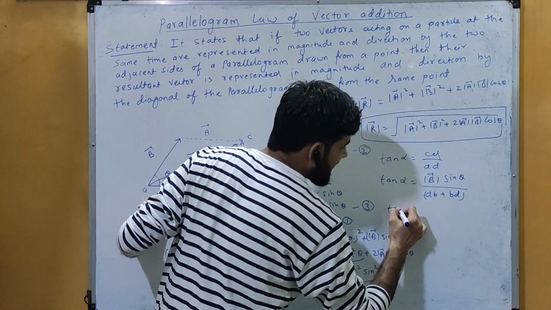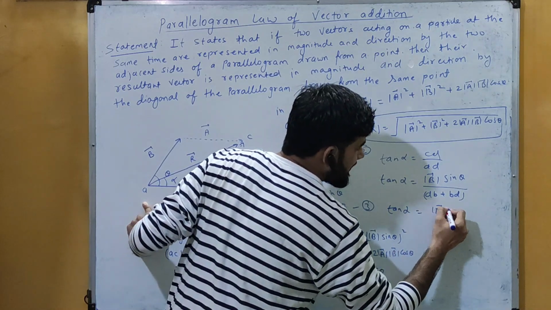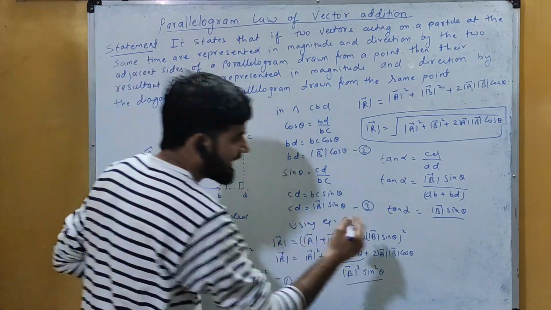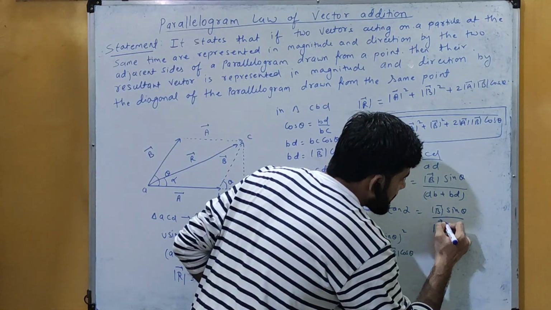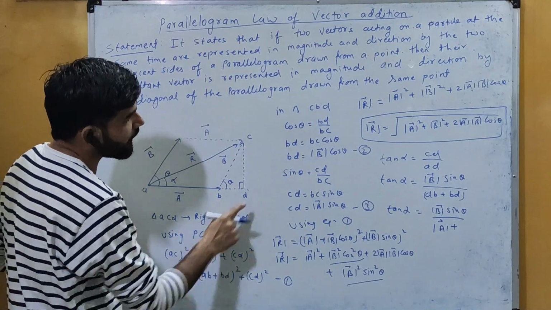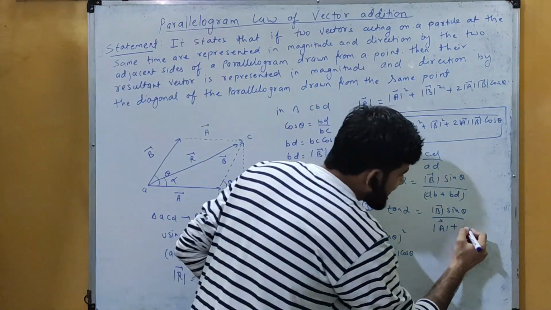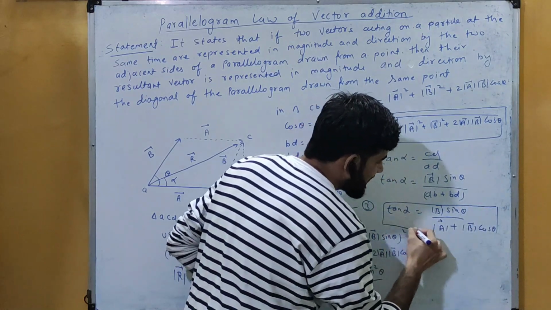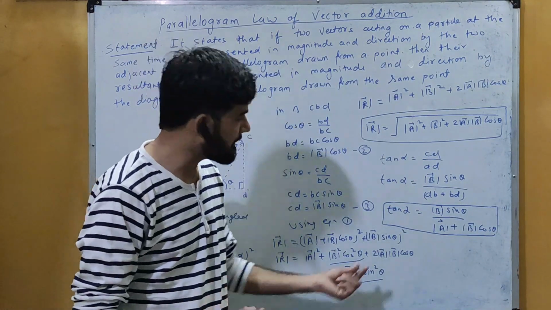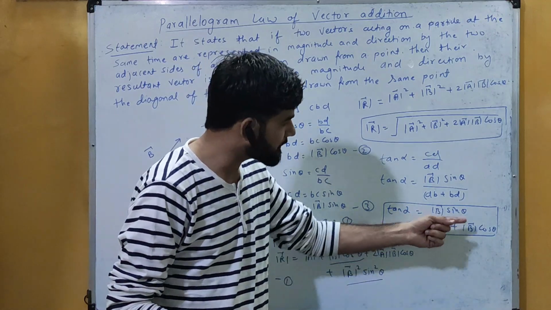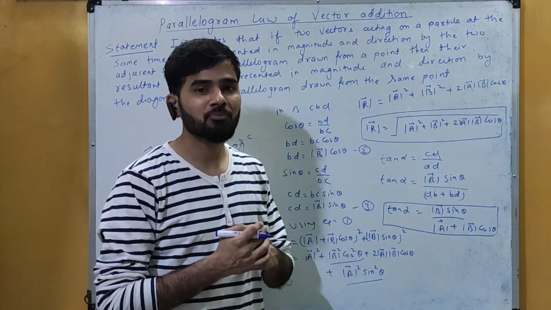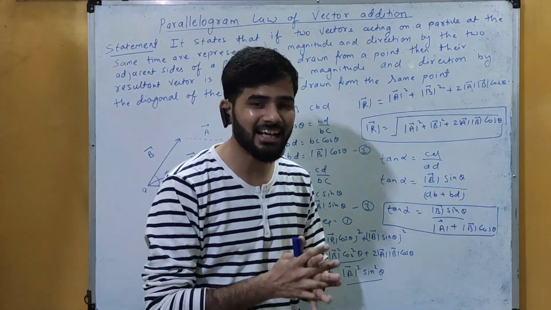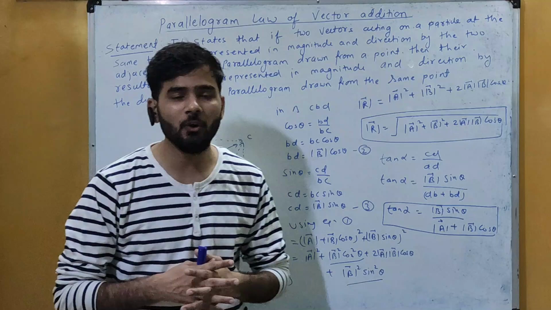So I can write this tan alpha is equal to B sin theta upon this AB, that is same as the vector A, so I can write its magnitude A, plus BD. We have already found this BD, that is equal to B cos theta. So I can write it as B cos theta. So in this way we can find the value of tan alpha, or simply we can write alpha is equal to tan inverse of B sin theta upon A plus B cos theta. So this is how we can find the magnitude of the resultant vector and the direction in case of the parallelogram law of vector addition.